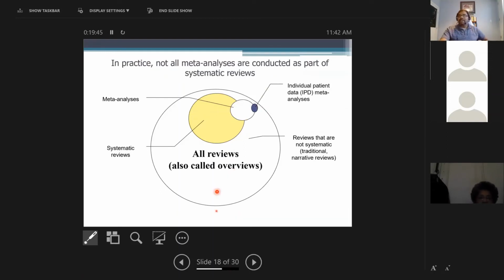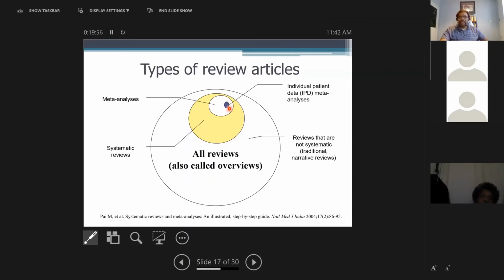In practice, sometimes people do a meta-analysis, but they don't do a good systematic review, and that can be dangerous. You want to be doing a meta-analysis only within a well-done systematic review. Secondly, not every systematic review must end in a meta-analysis. You can do a systematic review, but you can choose not to do the mathematical pooling part.